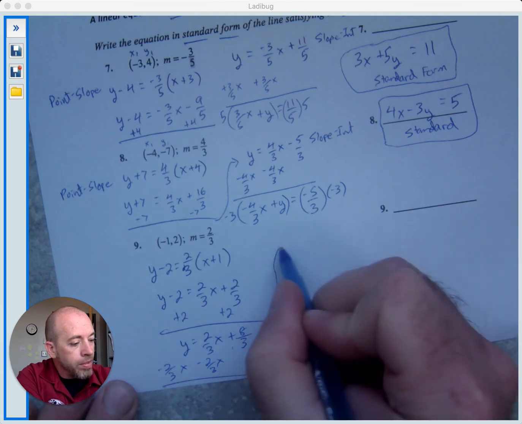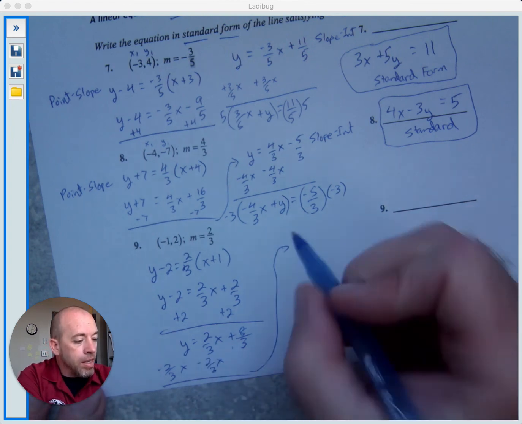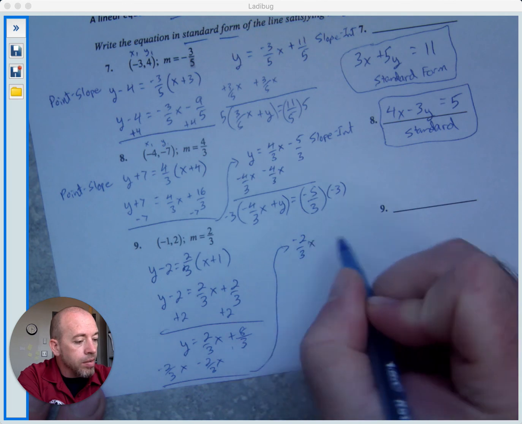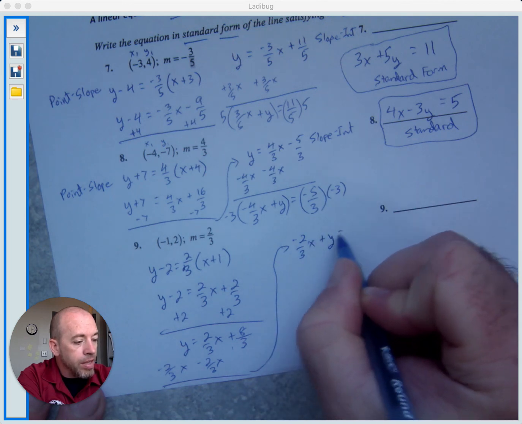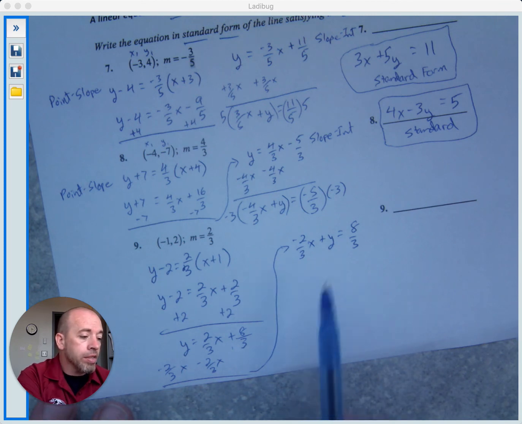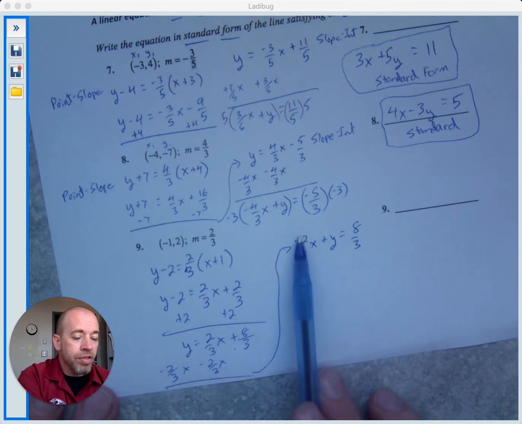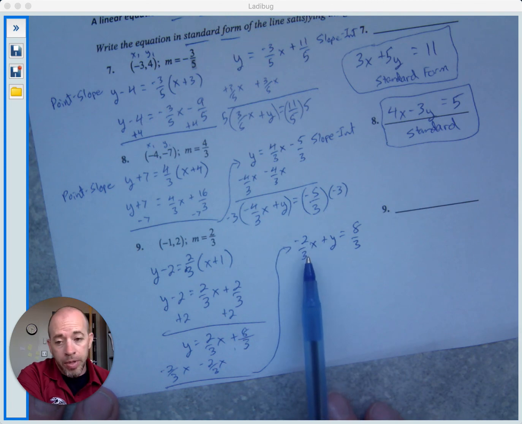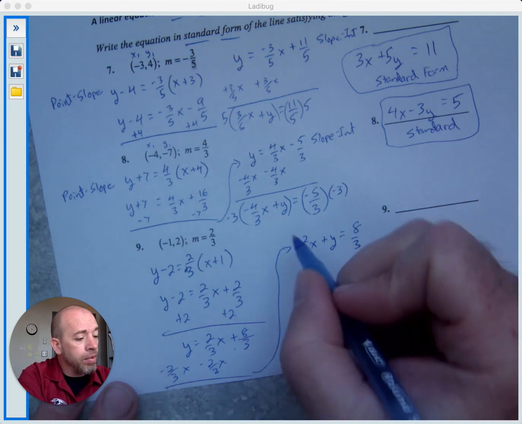And I'll go back up here. So I get negative 2/3 x plus y equals 8/3. Now I need standard form, which requires these be integers. Since this coefficient here is a negative, I'm going to not multiply by 3, but by negative 3 on both sides.